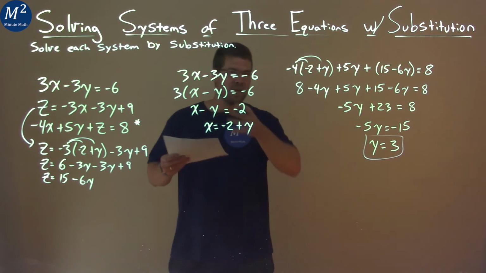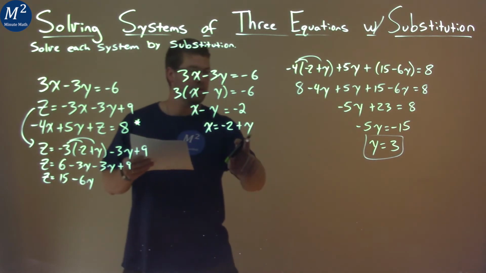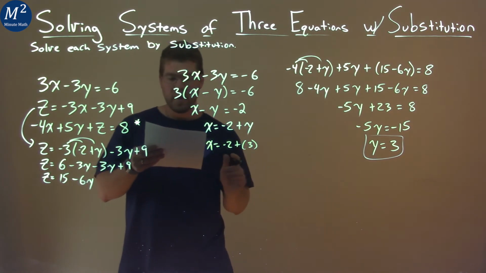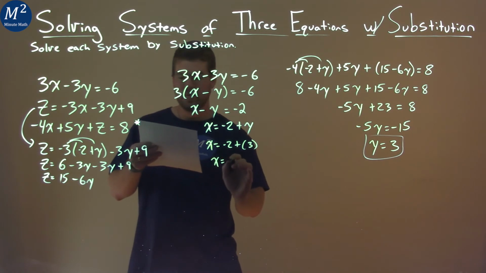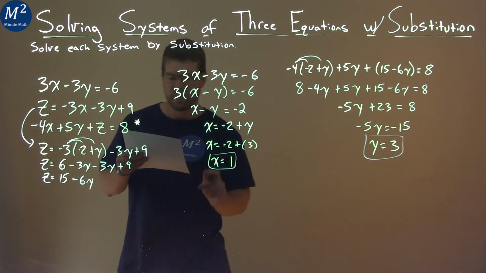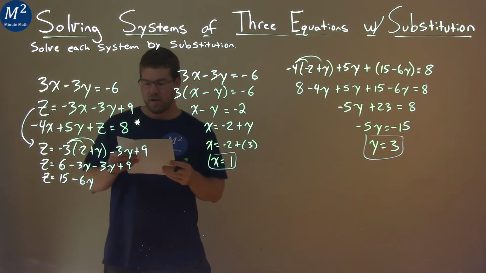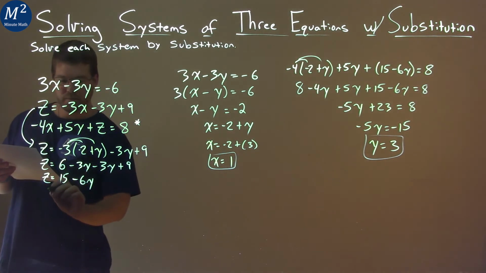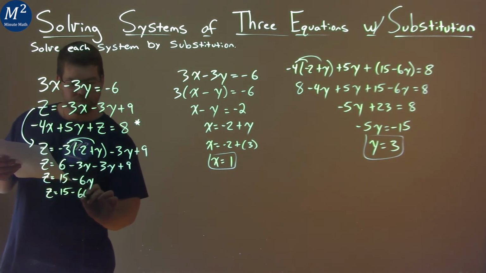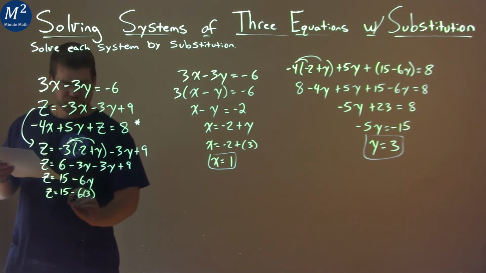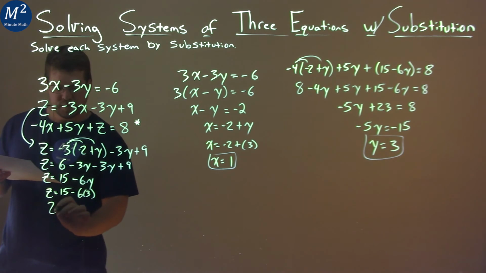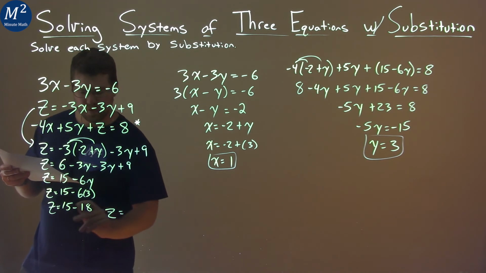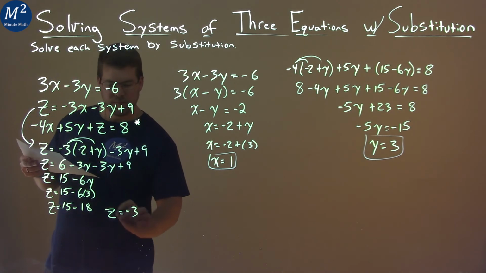Well, now the rest of the work's pretty easy. We plug y in right here, and we get our x. So we have x equals negative 2 plus the y value we found, which was 3. And negative 2 plus 3 is equal to a positive 1. So we got our x value here. Let's go find our z value. Z is equal to 15 minus 6y. So let's put that 3 in for this y here, and we simplify. Z equals 15 minus 6 times 3, which is 18, so z is equal to 15 minus 18, which is negative 3.